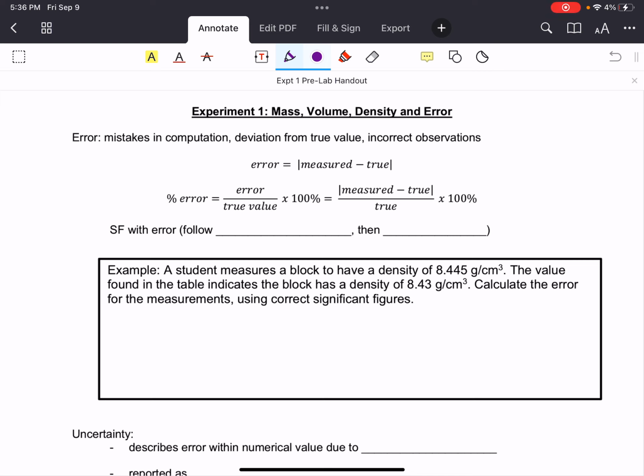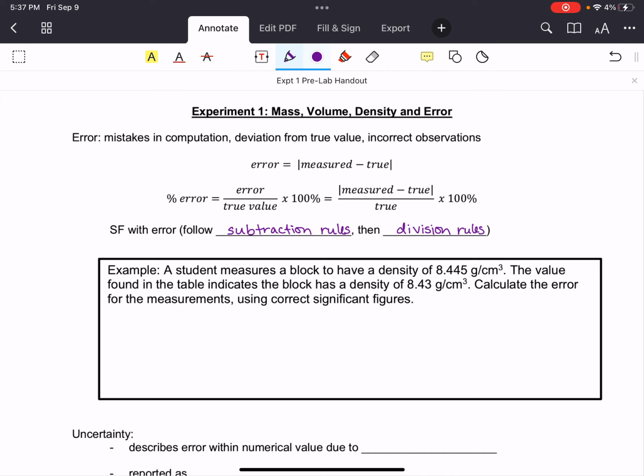When we're thinking about calculating error, the equation's fairly straightforward. What usually gives students some difficulty is thinking about the sig figs. Because the equation has us doing subtraction first, followed by division, we're going to first follow the subtraction rules, then division rules for significant figures.